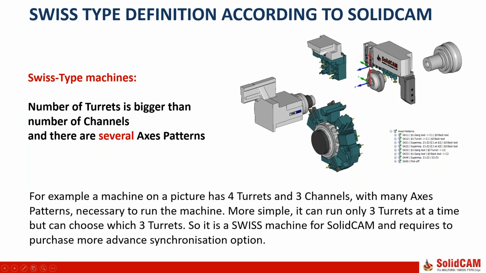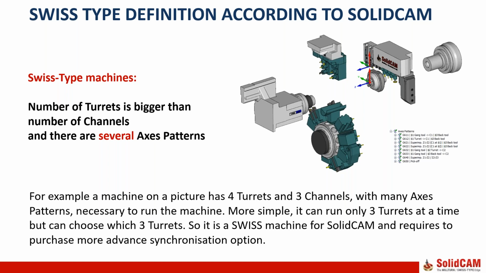Again, here on this machine, we have 1, 2, 3, 4 turrets, okay, and 1, 2 spindles. Suppose that this machine has 3 channels, 4 turrets, 3 channels. On a Swiss type machine, you can choose which 3 turrets will work with these 3 channels. So you are changing the pattern.